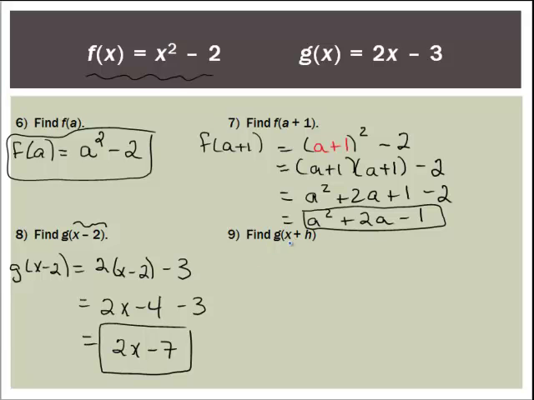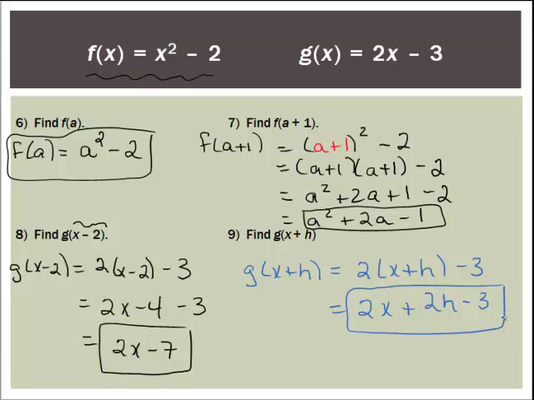Finally, let's find g of x plus h. So g of x plus h is equal to 2 times x plus h minus 3. So we get 2x plus 2h minus 3. None of those are like terms, so that's pretty much all we can do with that one.